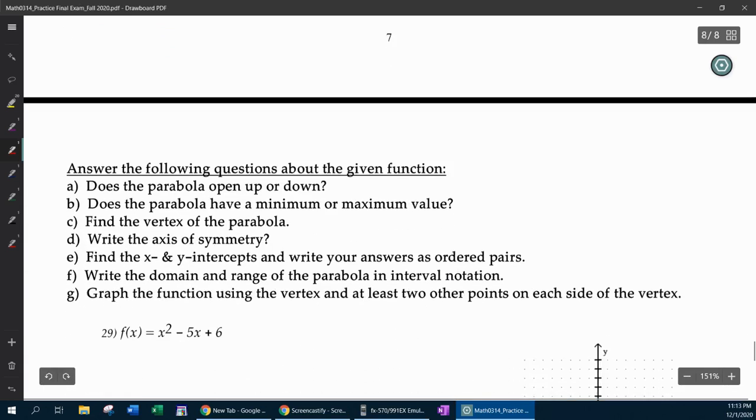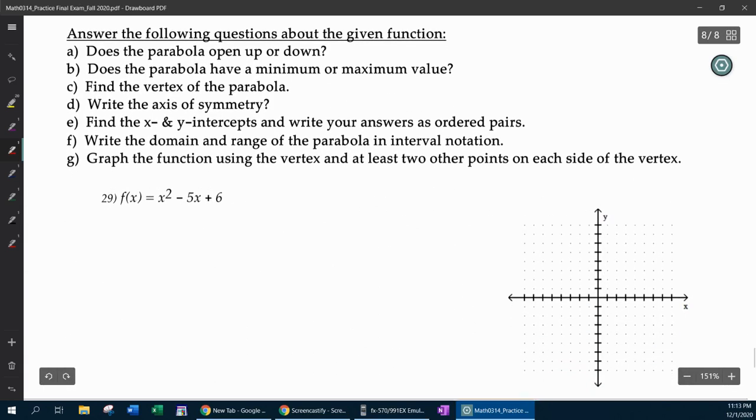And now for the last problem on the review for the final exam, and it's got a lot of parts. So we have a quadratic function here. This is our quadratic function. And we're going to have to answer some questions. Part A, does the parabola open up or down? Well, this one opens up.